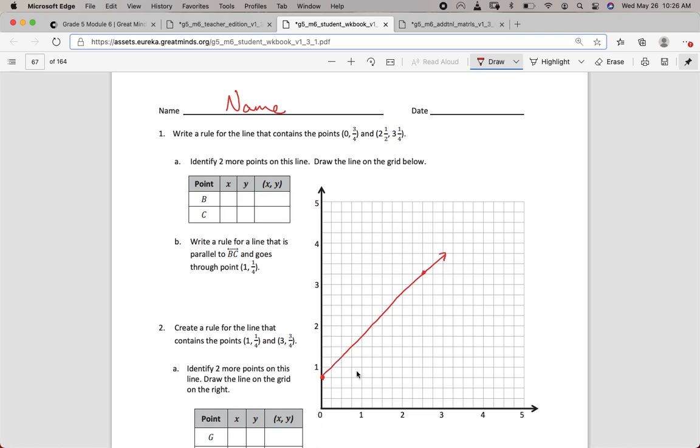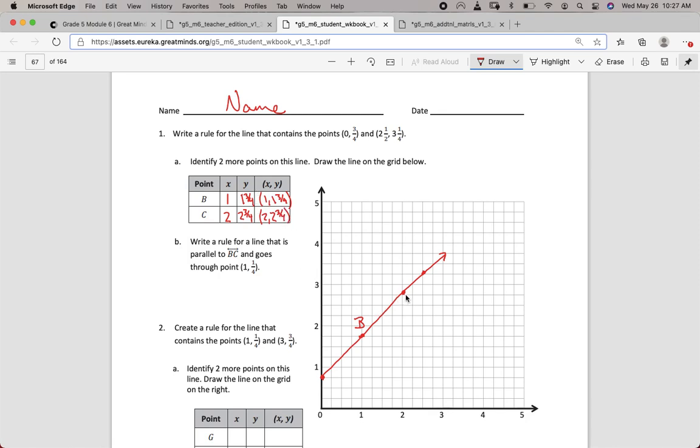So here's a point at 1. So if x is 1, y is 1 3/4. Okay, so 1 and 1 3/4. And I'm going to call that point B. And C, let's see, we can find another one. How about right here at 2? 2 and 2 3/4. I'm seeing the pattern. Are you seeing the pattern? So that's 2 and 2 3/4.